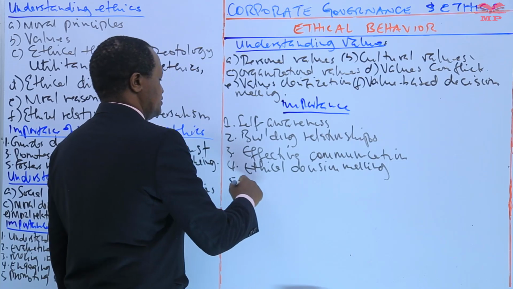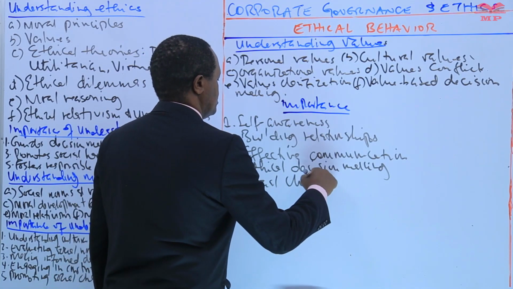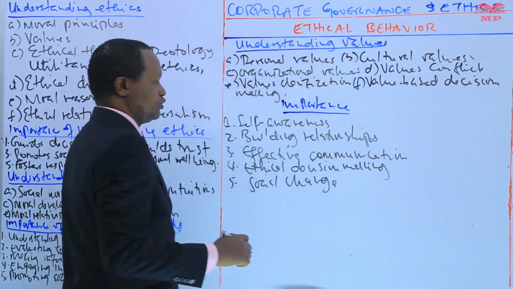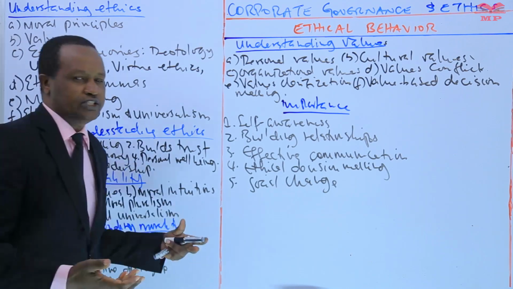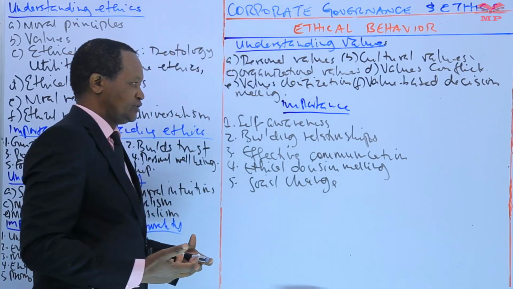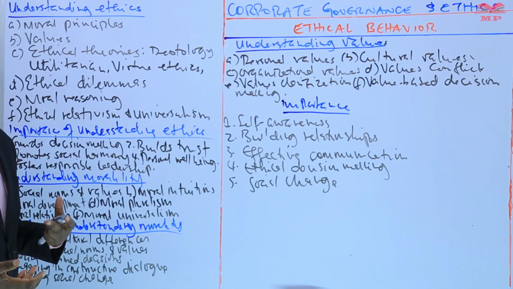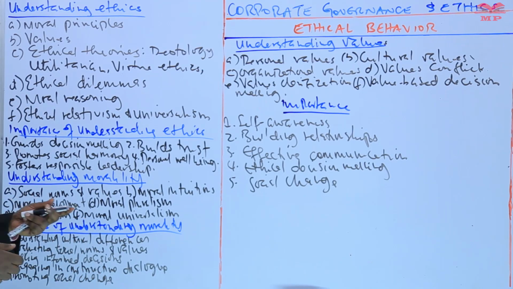Five, social change. Values can motivate us to work towards creating a better society that aligns with our shared values. So that's all to do with understanding values.